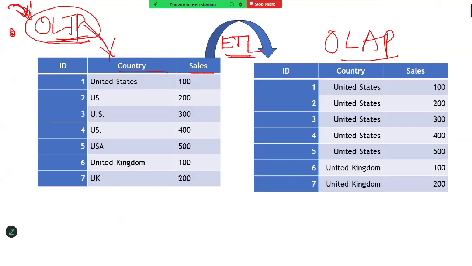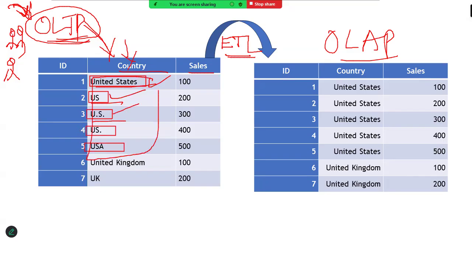As OLTP gets the data from many people, many people can enter the data in many different formats. Take an example: one customer enters the country name as United States, a second person enters US, U.S., USA. All these 5 entries relate to only one country, but they were entered in different formats. And United Kingdom and UK are one country in different formats. When you have data like this, we call it unstructured data. Not in a single structure, different structures are there.